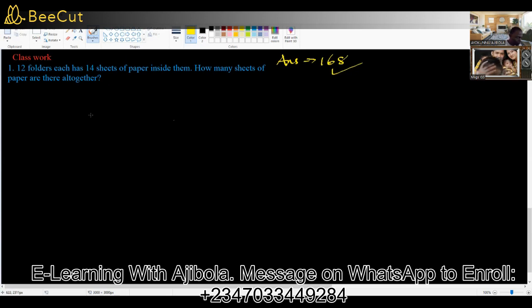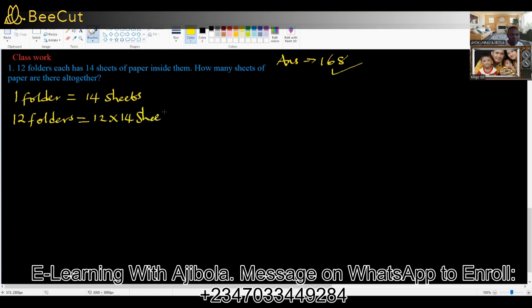Fine. Okay, let's check it now. One folder equals 14 sheets. Okay. Then 12 folders will equal 12 times 14 sheets. Then how do we get that? That's 12 multiplied by 14.